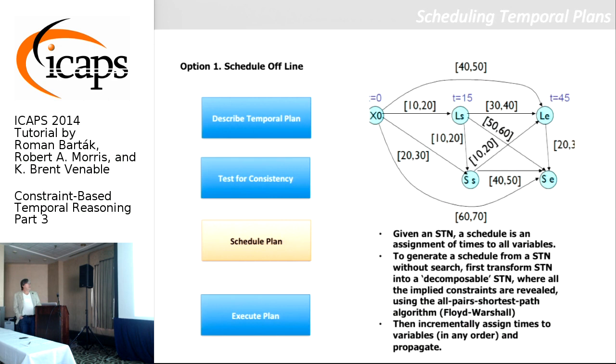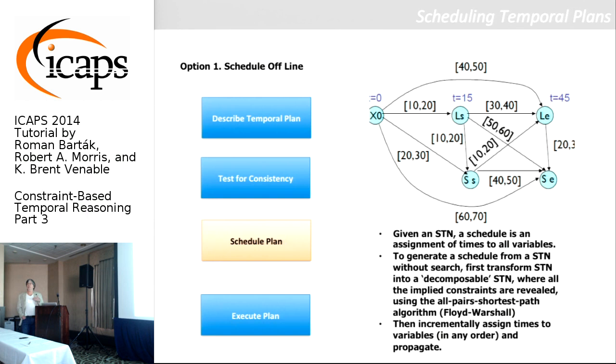Okay, scheduling offline. So what is scheduling? What does it mean to schedule a temporal plan? Well, it means actually taking each variable and assigning a specific time to it. Now, what's a good way to do that? Let's take the case of a simple temporal network. Given a simple temporal network, a schedule is an assignment of times to all activities. One way to generate a schedule from a simple temporal network without search is to transform the simple temporal network into something called a decomposable STN. That just means a decomposable STN is one where all the implied constraints are revealed. And as Roman talked about earlier, the implied constraints are revealed by applying the all-pair shortest path algorithm to the initial constraint network. And then you can incrementally assign times to the variables in any order and then propagate.